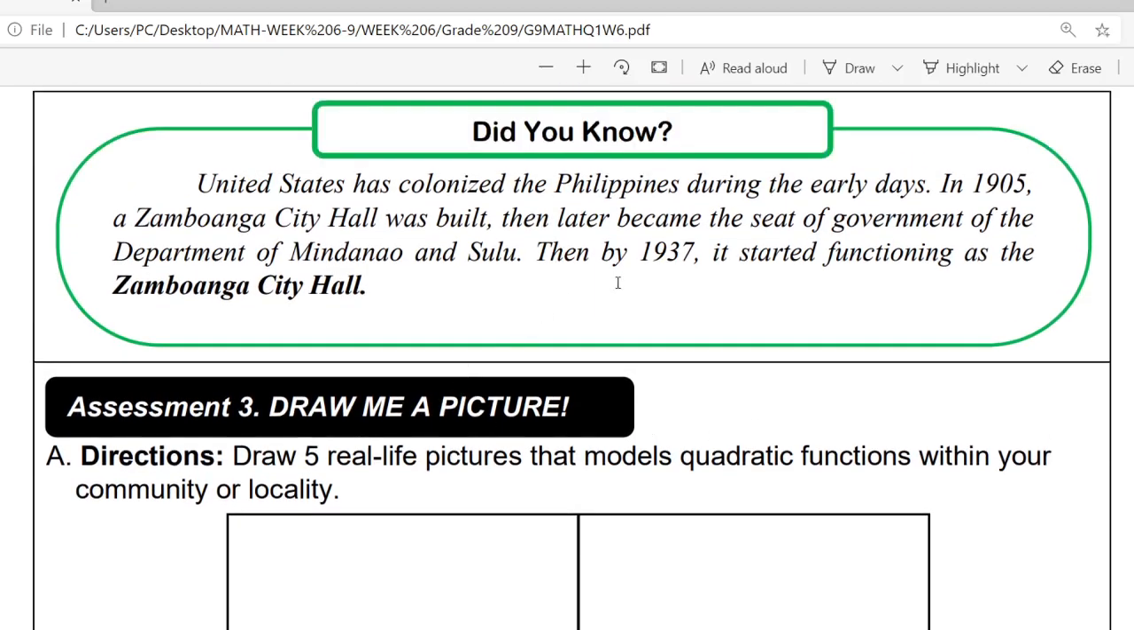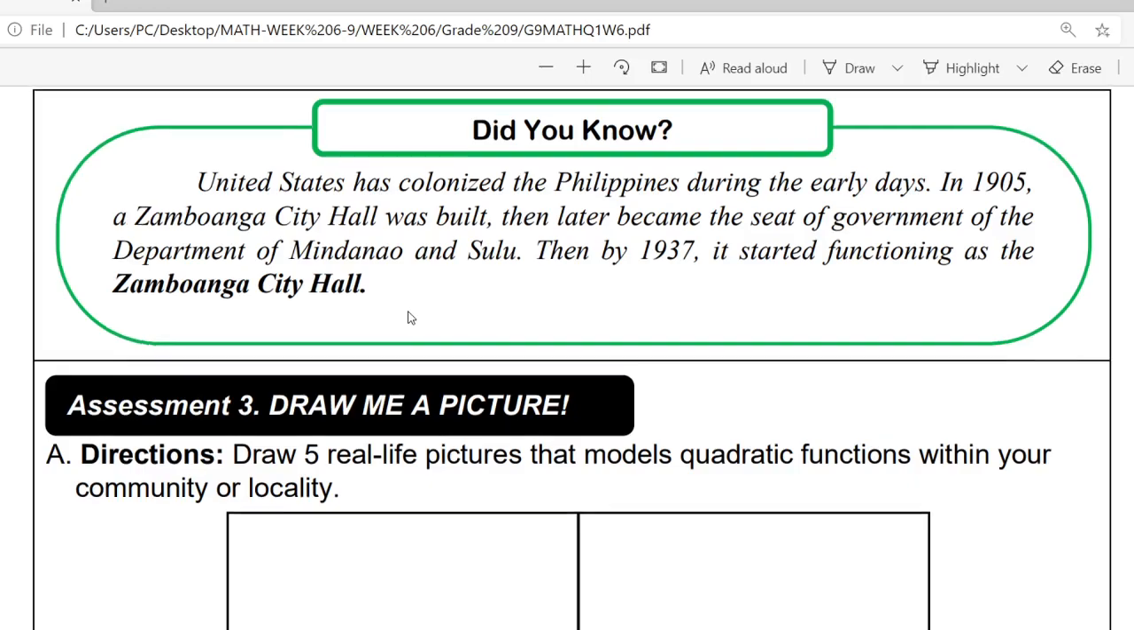Did you know? Okay, we have a history here. The United States colonized the Philippines during the early days. So in 1905, the Zamboanga City Hall was built, then later became the seat of government of the Department of Mindanao and Cebu. Then by 1937, it started functioning as Zamboanga's city hall. Okay, now we learned something today. It's history about Zamboanga City Hall.